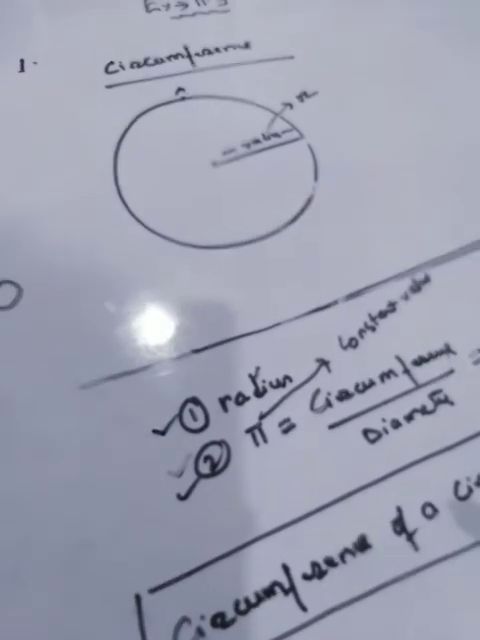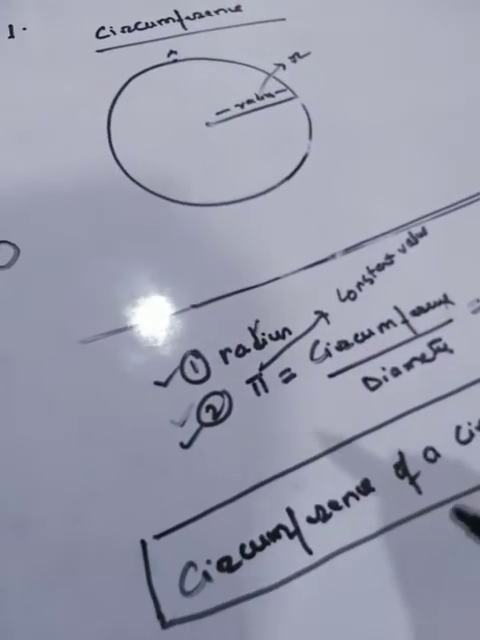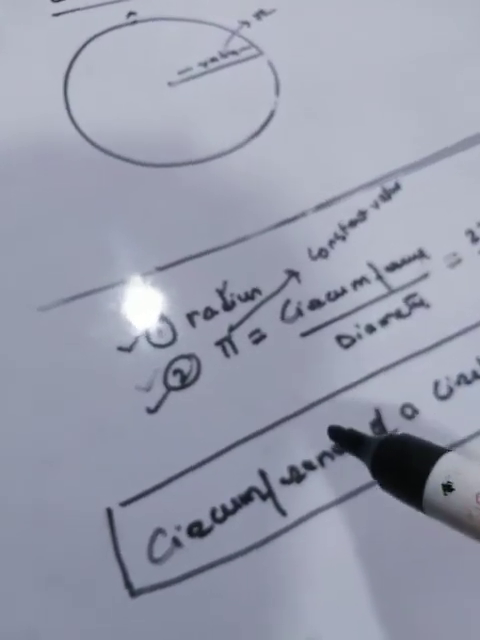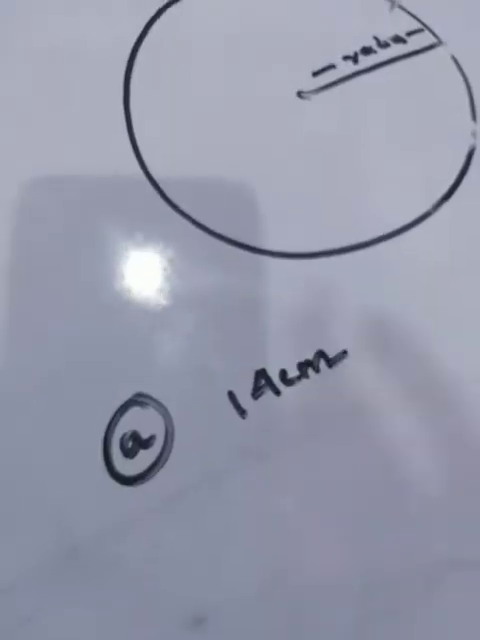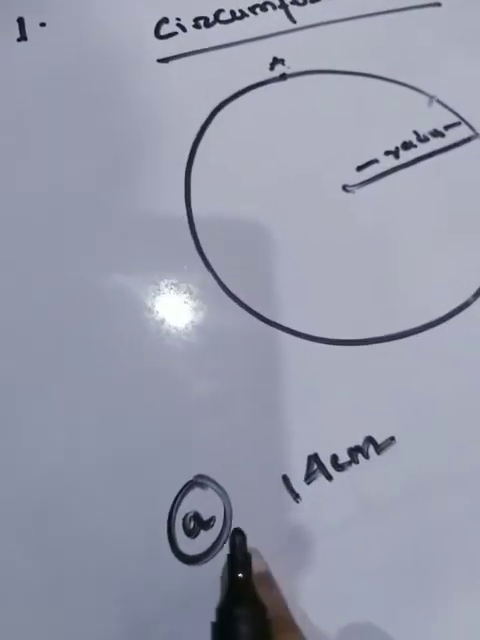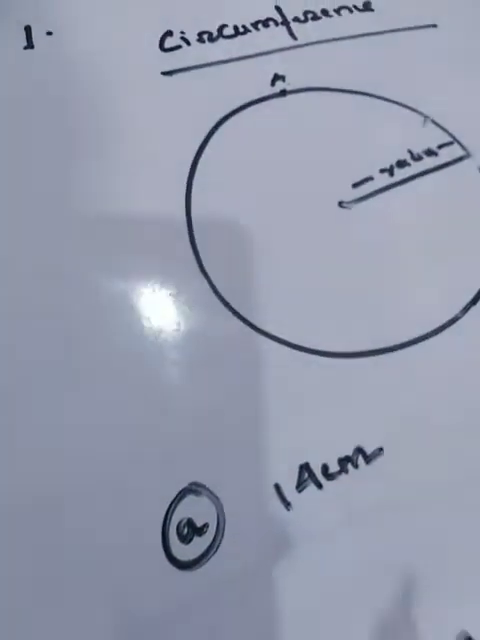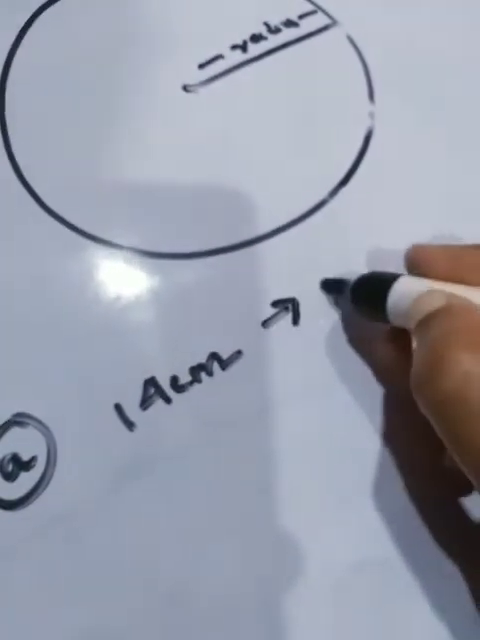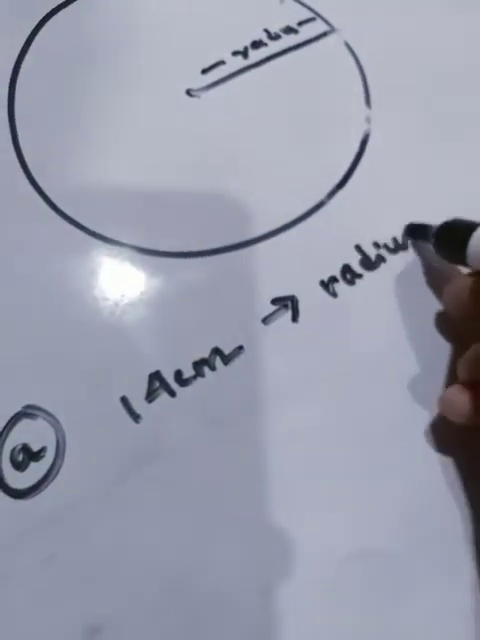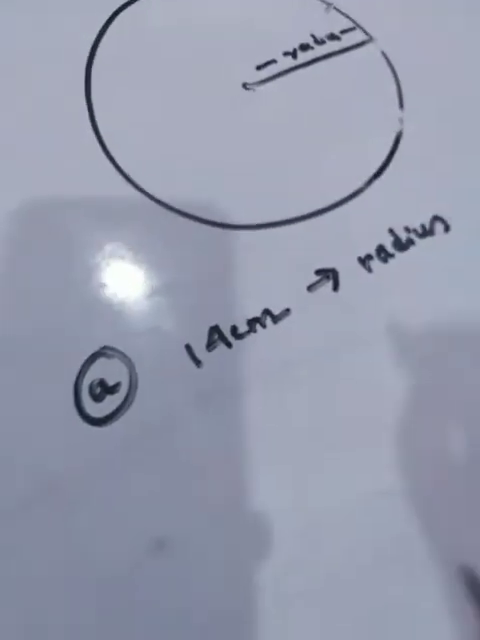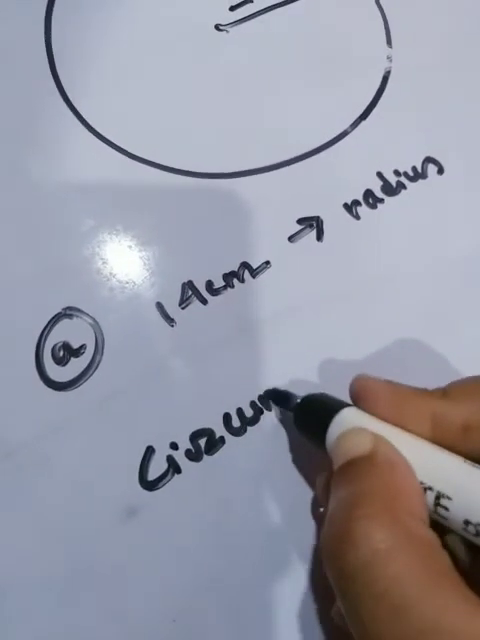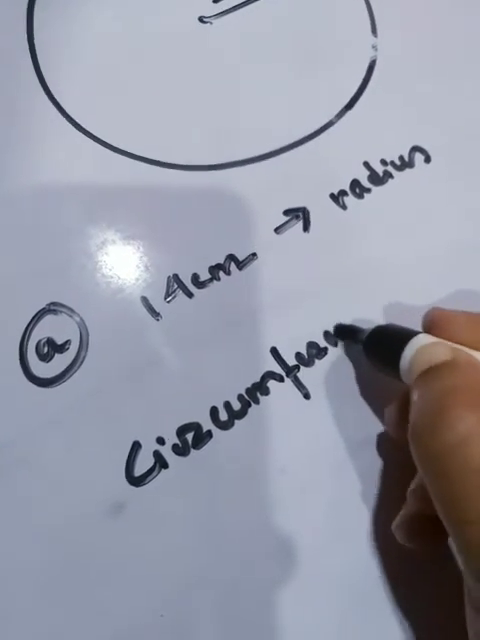Okay students, so let's begin with the first sum of question number 1, that is sum number A. In sum number A of question number 1, you have to find the circumference when the radius is given. They have already said radius is equal to 14 centimeter. What is the first thing that you will do? You will write the formula. Circumference. Always write the formula, students.